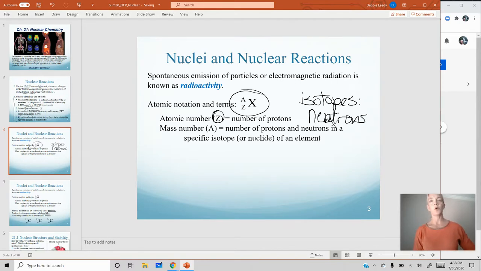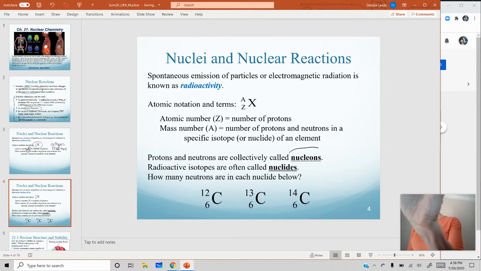If you have your periodic table handy, which I highly recommend for this chapter, the number of protons, or the atomic number, is the number that's listed above a symbol. The mass number A is the number that is both the number of neutrons and protons that are in an isotope. So remember, protons and neutrons make up most of the mass of an isotope, and so that's why it's called the mass number.